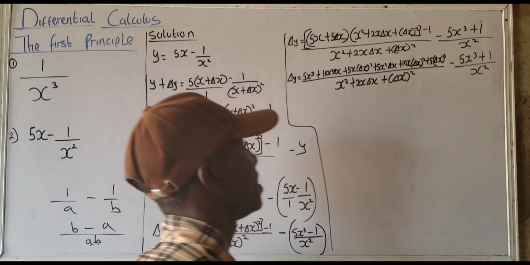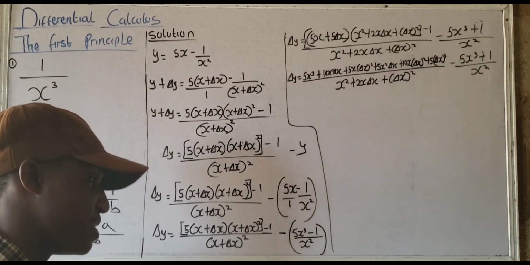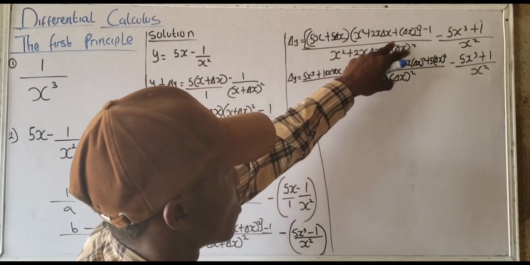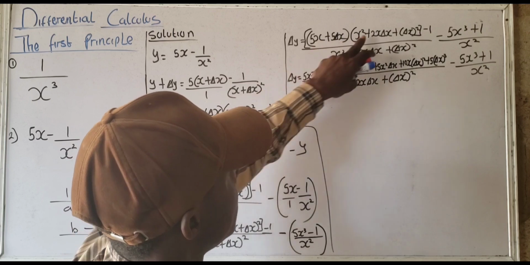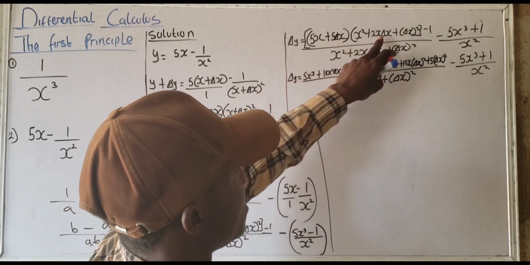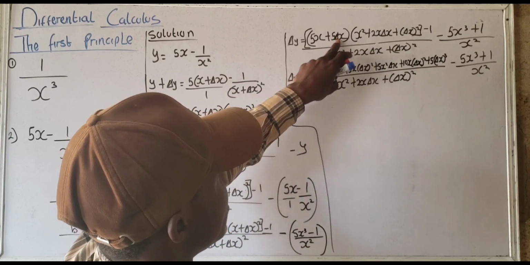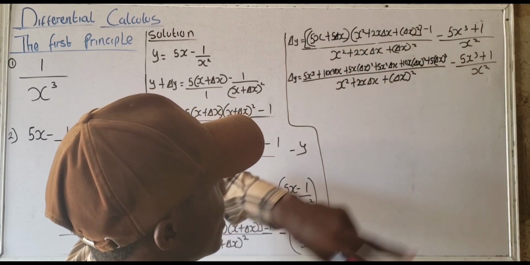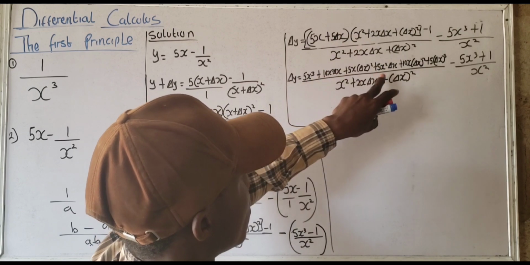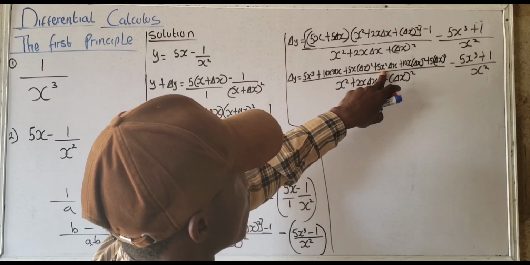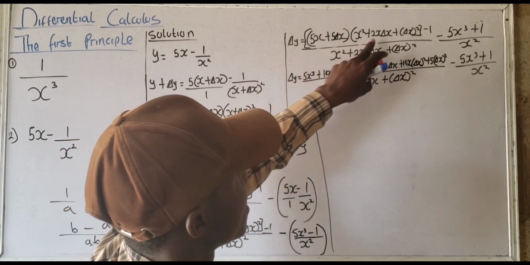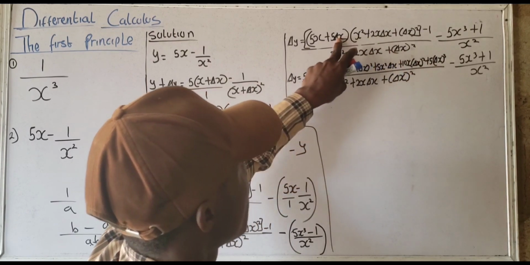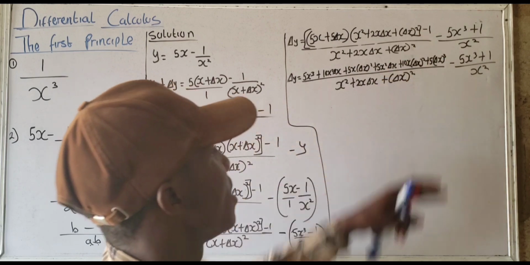So you can see that what I did here is that I just used what I have in this bracket to open this second bracket. And what was that? This times this will give us this. 5x times this will give us 10x squared delta x. 5x times delta x squared will give us this. And 5 delta x times this will give us 5x squared delta x. You understand? 5 delta x times this is 10x delta x squared. 5 delta x times this, I'm going to have 5 delta x cubed.